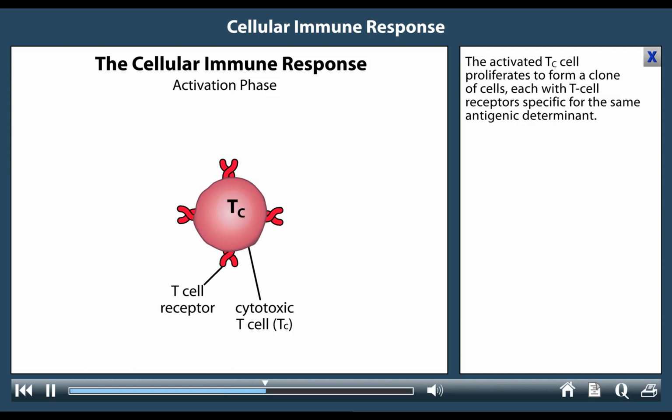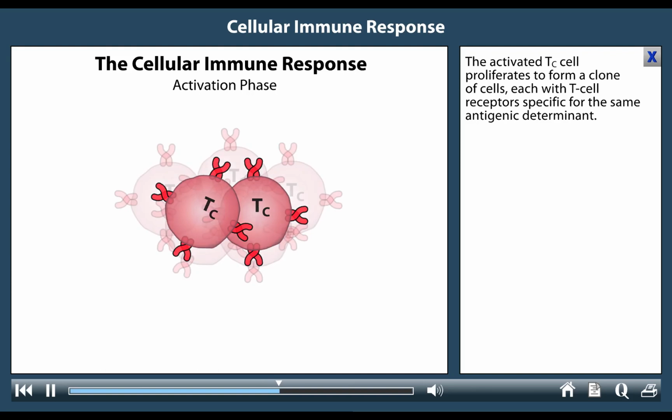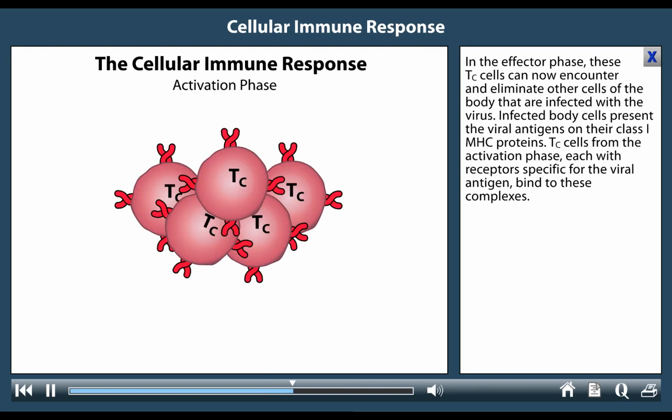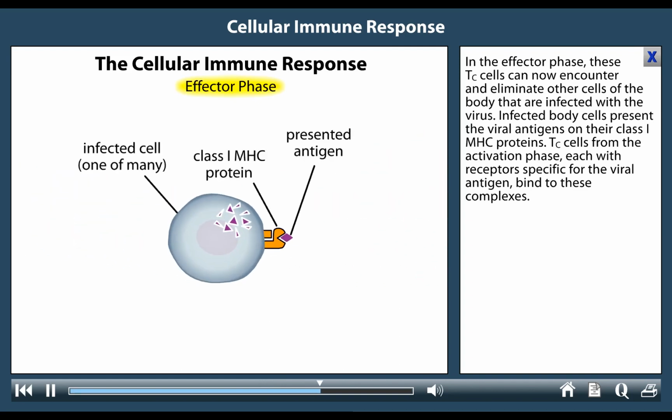The activated cytotoxic T cell proliferates to form a clone of cells, each with T cell receptors specific for the same antigenic determinant. In the effector phase, these cytotoxic T cells can now encounter and eliminate other cells of the body that are infected with the virus.